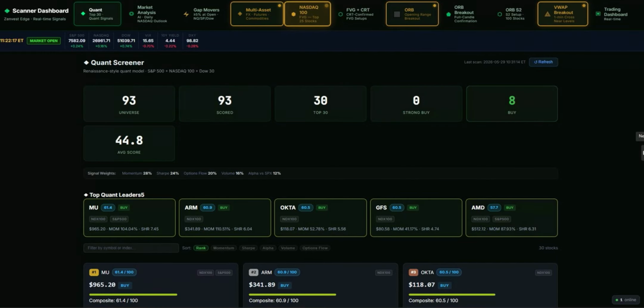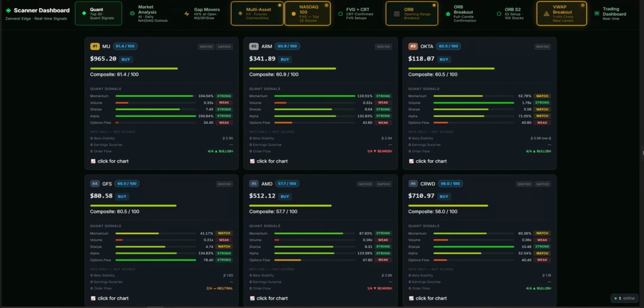Let's go. What you're looking at is a hedge fund-style quantitative model, inspired by the approach used by some of the most successful hedge funds. Every day, our scanner runs across 93 symbols, pulling from the S&P 500, NASDAQ 100, and the Dow 30. It scores each stock on multiple quantitative signals, normalizes those scores from 0 to 100, combines them with weights, and surfaces the top 30 stocks for the day.